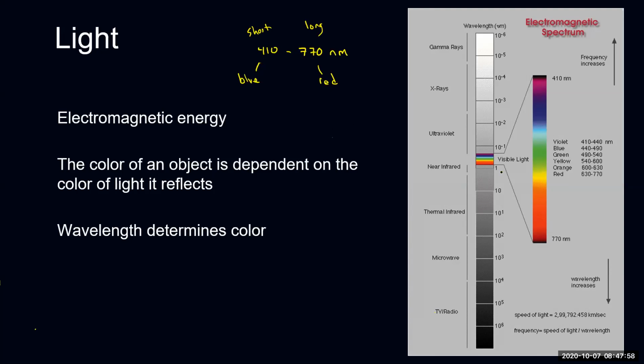Now, this is all that's visible to us. Outside of this, we can't see it directly. But as you know, we have detectors that can find UV light or infrared light. And we can use these to convert electromagnetic energy outside our visible spectrum into things that we can see. But we have to use a special sensor.